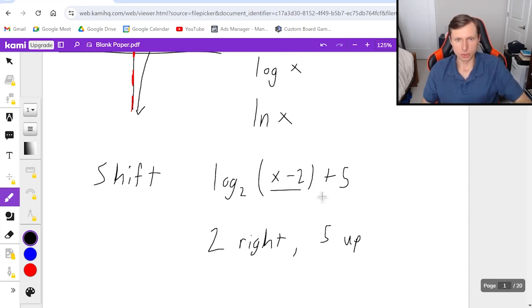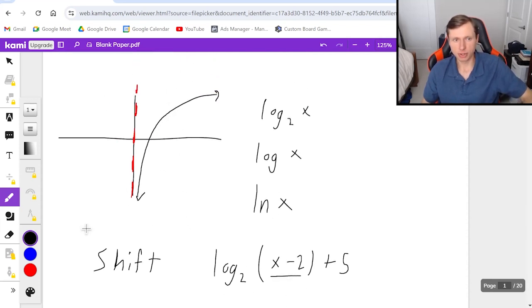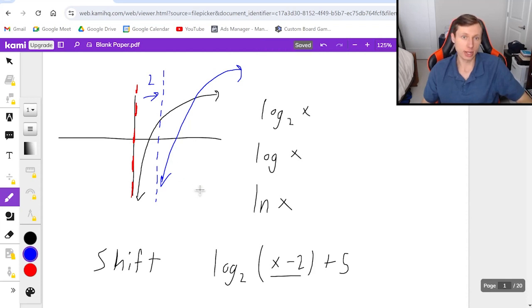So for instance, if I go back to my original function and I plot a new one, 2 to the right and 5 up, maybe my graph looks something like this now. And now I have a vertical asymptote over here, shifted 2 to the right as well. So that's just a quick example.